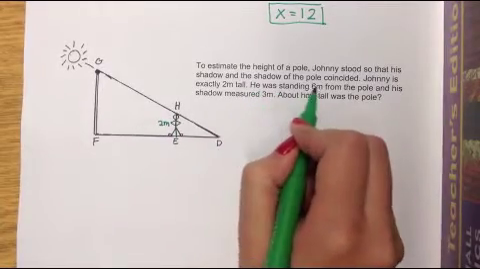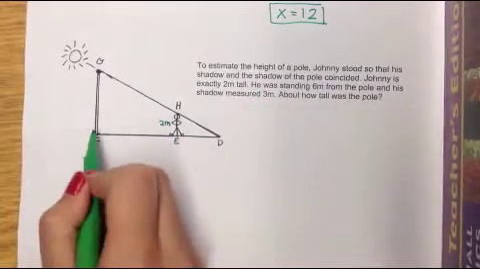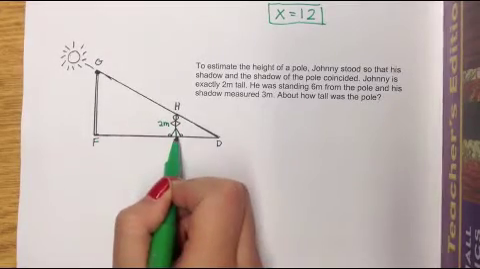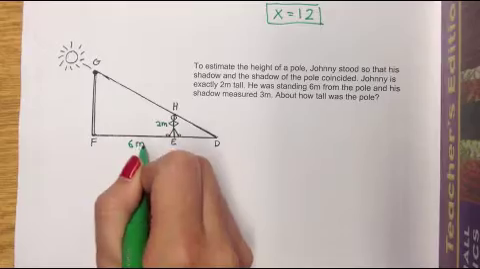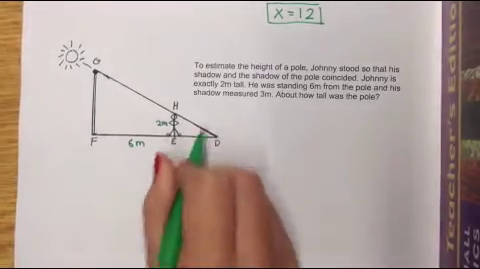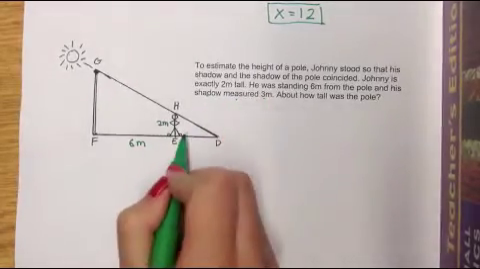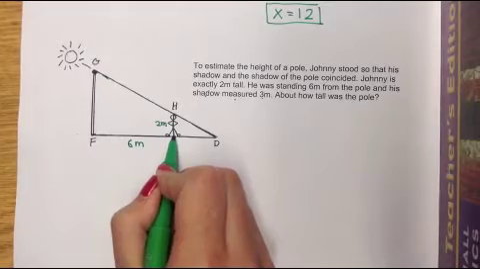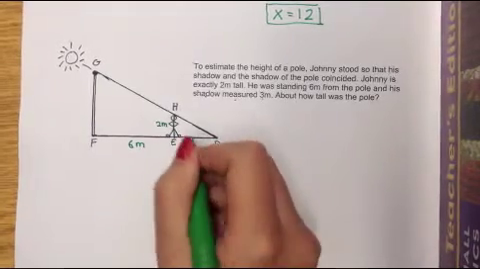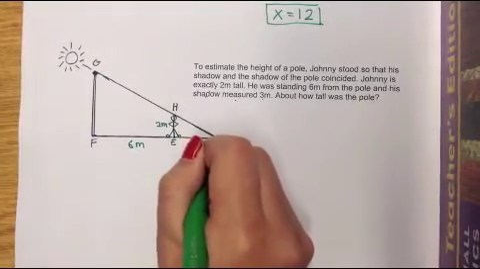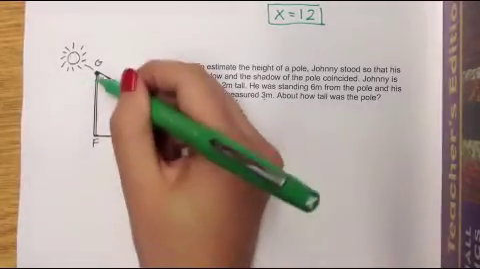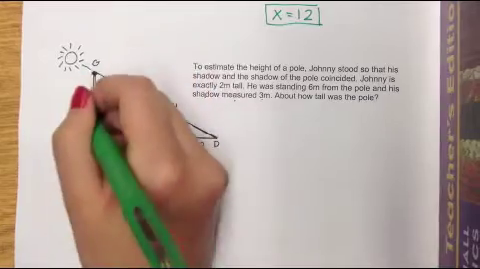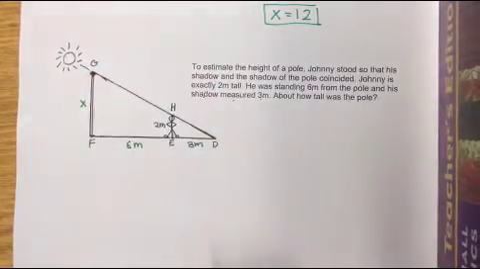He is standing 6 meters from the pole, which means from here to here, the distance is 6 meters. And his shadow measured 3 meters. So where he's standing to the tip of the shadow, that was 3 meters. And we are looking for the height of the pole. Since we don't know it, we'll call it x.